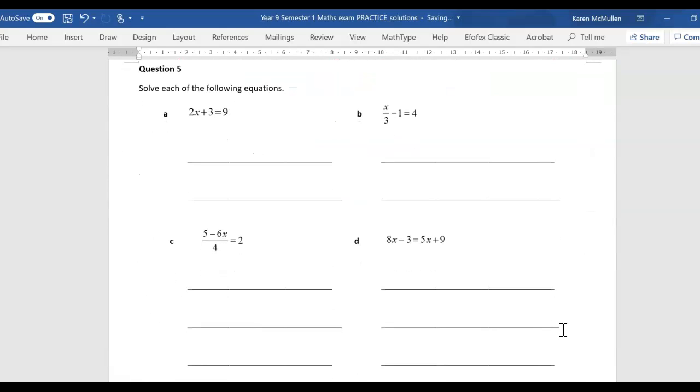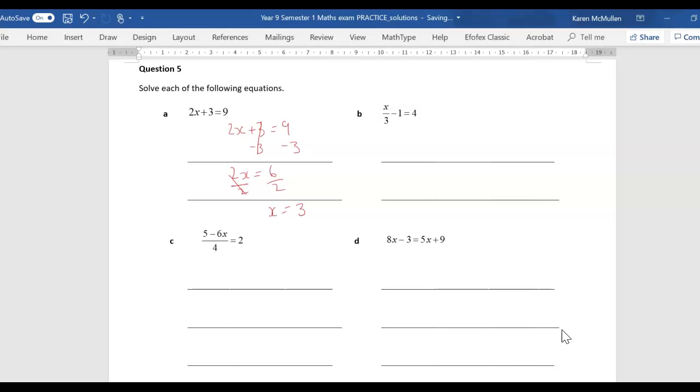All right, question 5, solve each of the following equations. So again, not enough space left for you, I apologize. So I might just write up here. So 2x plus 3 equals 9. So we want to get x on its own. So the first thing we do is get rid of the constant. So I'm going to subtract 3 from both sides. So I'm left with 2x equals 9 minus 3, which is 6. And then we've got 2 times x. So the opposite of multiplying is dividing. So then we're left with x equals 6 divided by 2, which is 3.